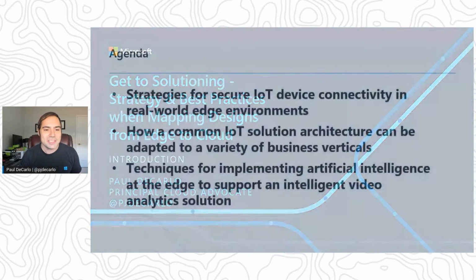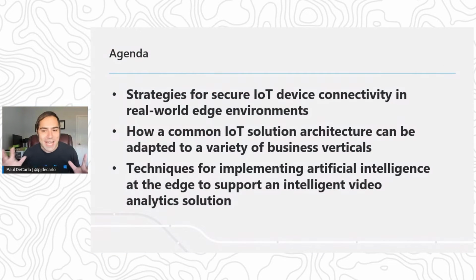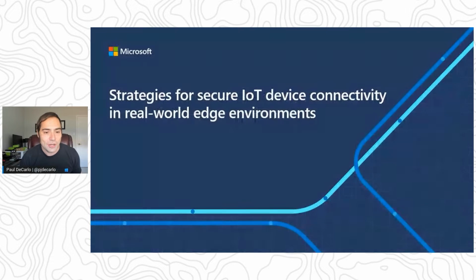So in today's session, we're going to cover 3 really big topics in the short amount of time we have. The first one being strategies for securing IoT device connectivity in real-world environments. We'll then look at how a common IoT solution architecture can be adapted to outfit a variety of different business verticals. And finally, we'll look at putting it all together in an introduction to techniques for implementing artificial intelligence at the edge to support an intelligent video analytics IoT solution. So let's go ahead and get started.